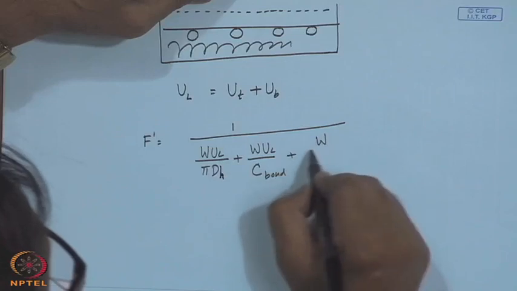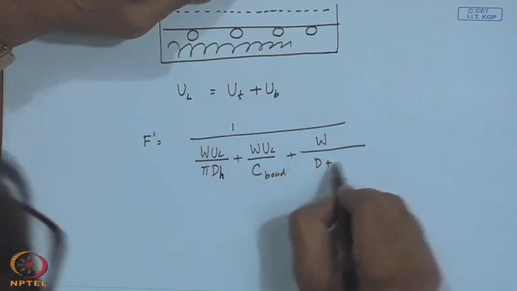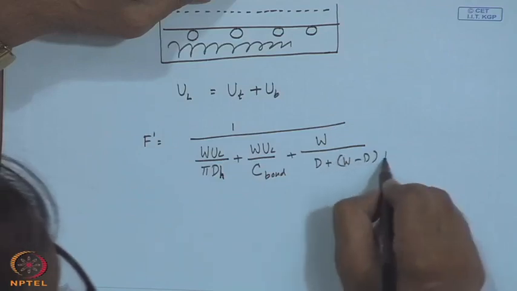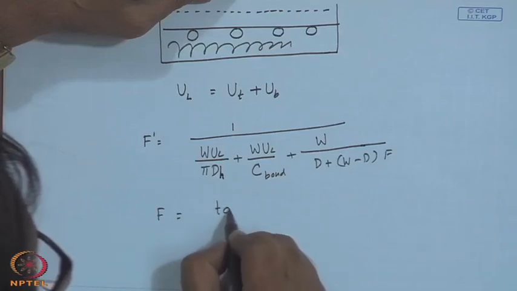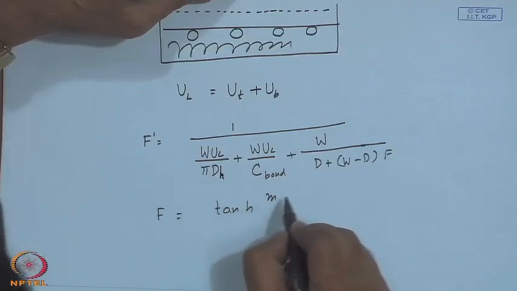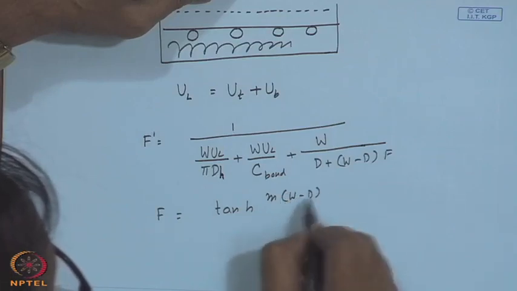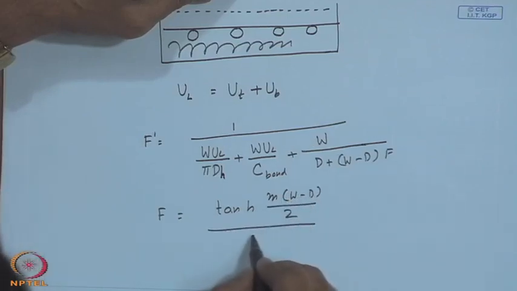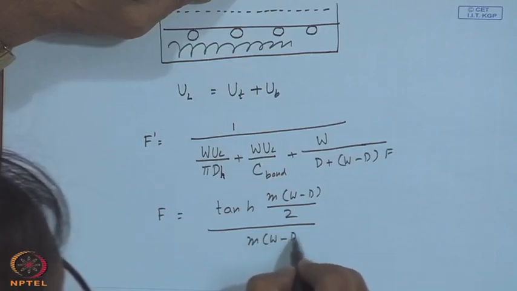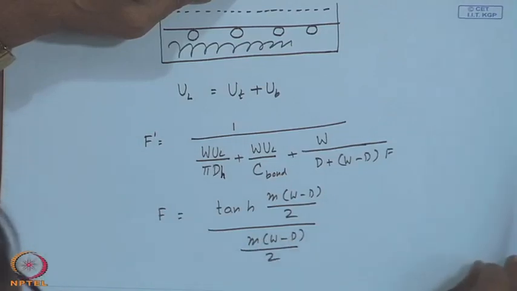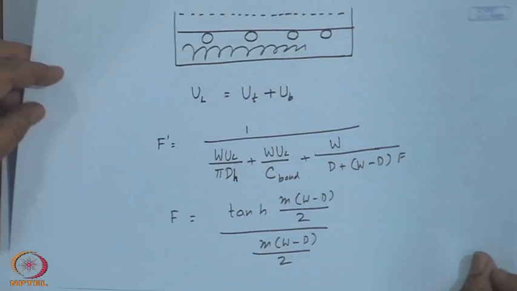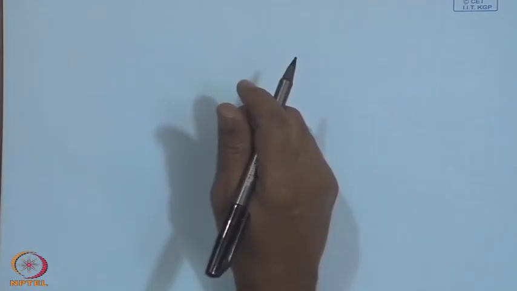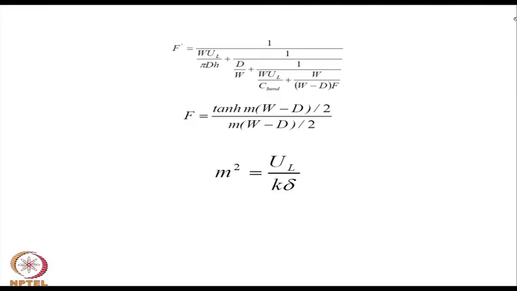plus W upon D plus W minus D times F, where F is the fin efficiency given by tan hyperbolic M into W minus D by 2 by M times W minus D upon 2. This should be very familiar. It is nothing but the fin efficiency expression that we do in undergraduate classes as tan hyperbolic ML upon ML. And we dealt with this arrangement in detail.